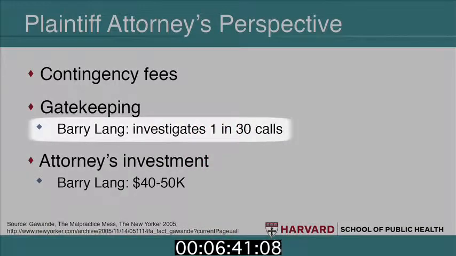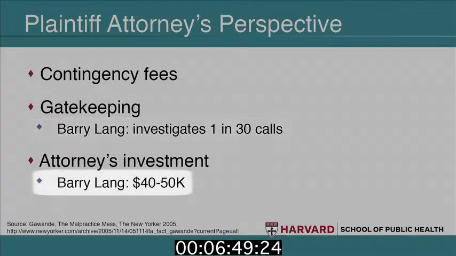When Atul Gawande interviewed Barry Lang for The New Yorker, Lang being one of the most prominent plaintiffs' attorneys in Boston, he found that Lang took the next step with potential plaintiffs who called his office only in about 1 out of every 30 calls his office received. So he's choosing carefully. And when asked how much he expected to invest in a case to bring it all the way to trial, Lang put a number in the $40,000 to $50,000 range.